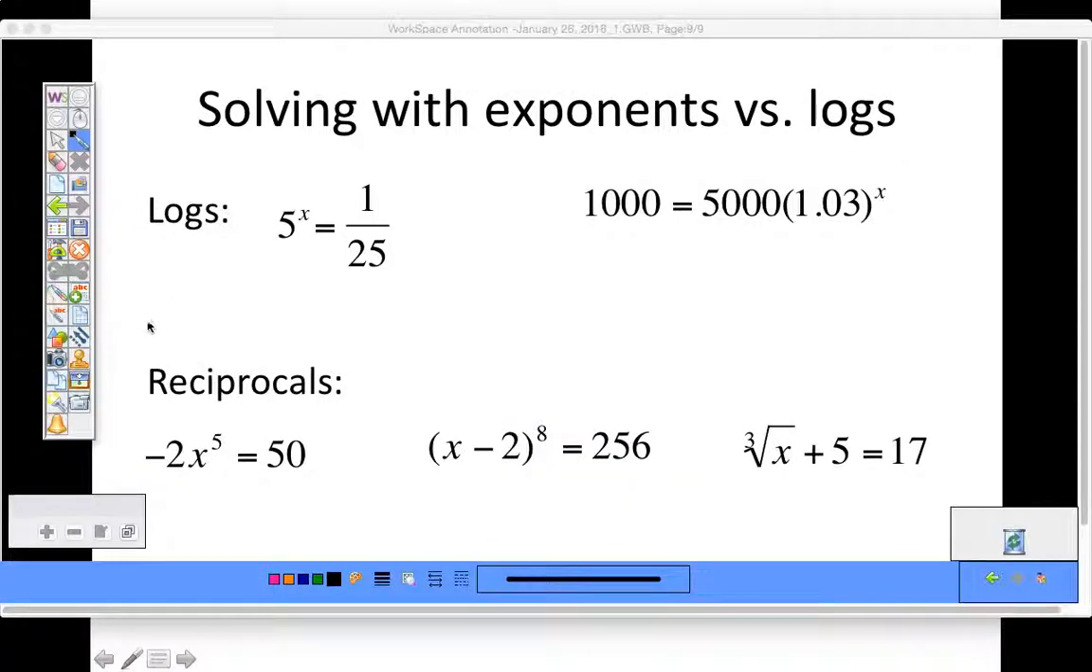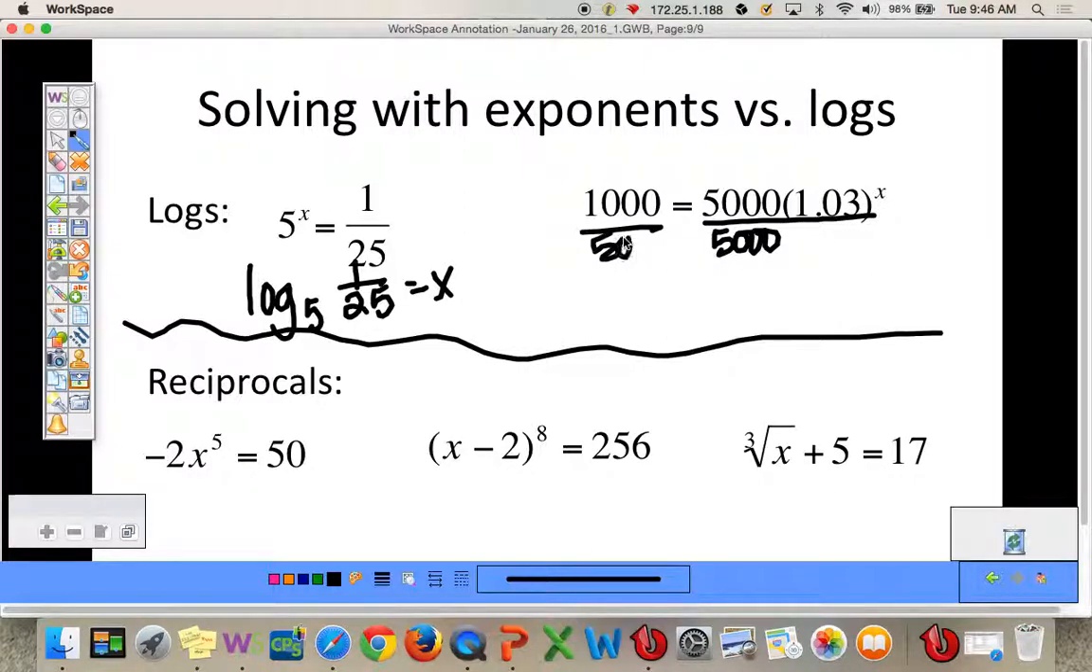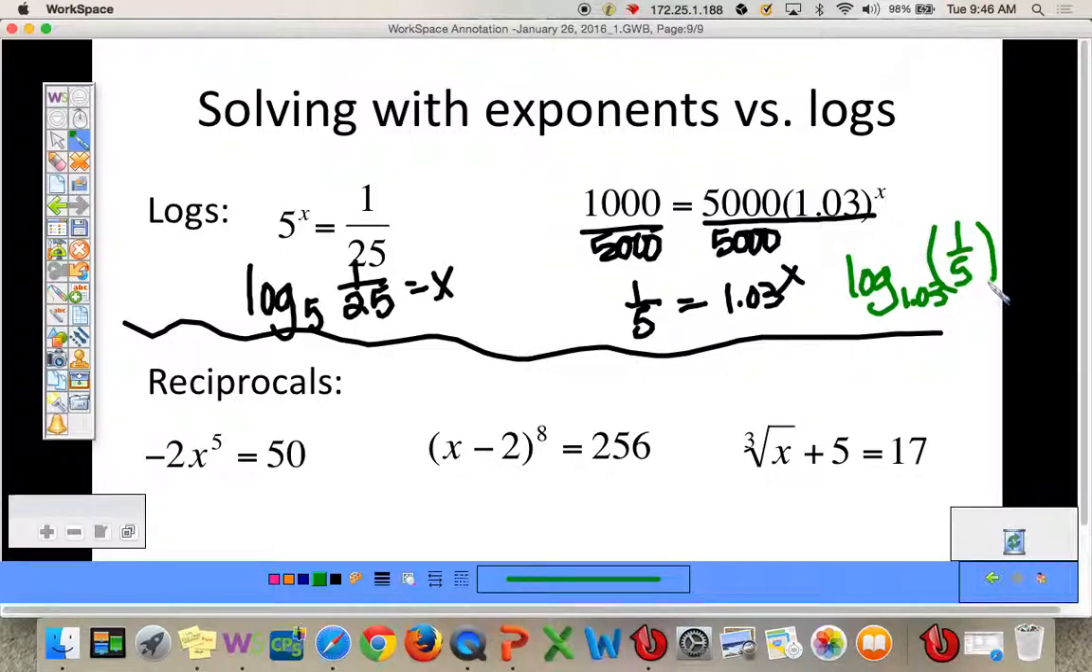Okay, so again with logs, if x is the exponent, you can use a log. This is log base 5 of 1 over 25, and you could type that in. This one, divide by 5,000 first. You have 1/5 equals 1.03 to the x. This is log base 1.03 of 1/5 equals x, and you just type it in.